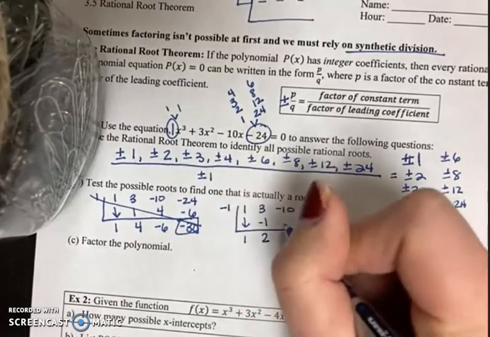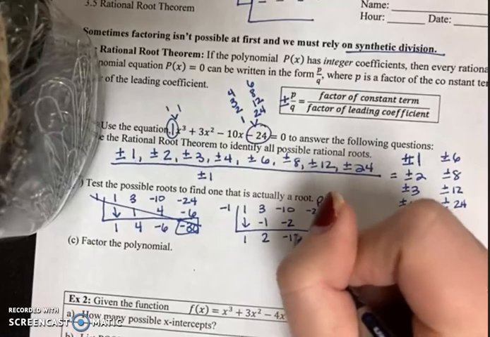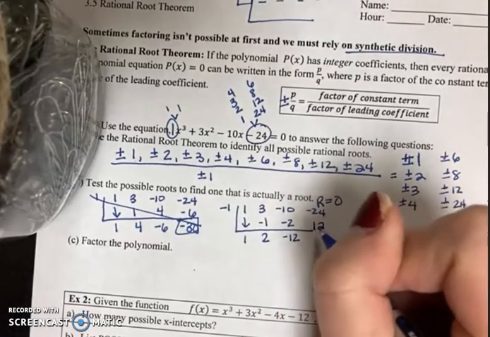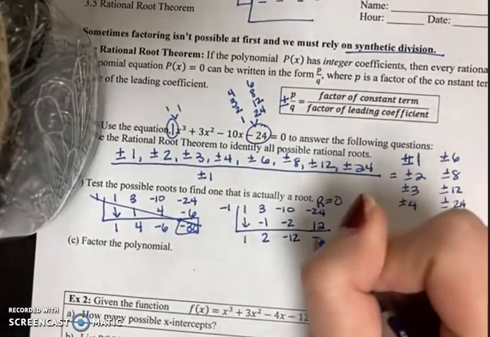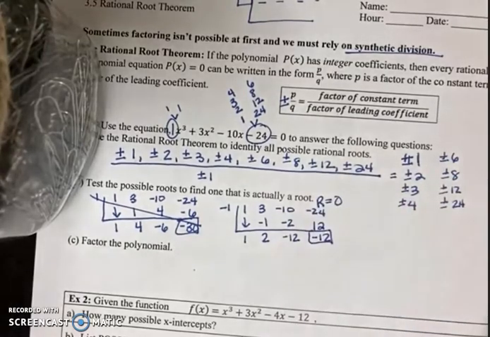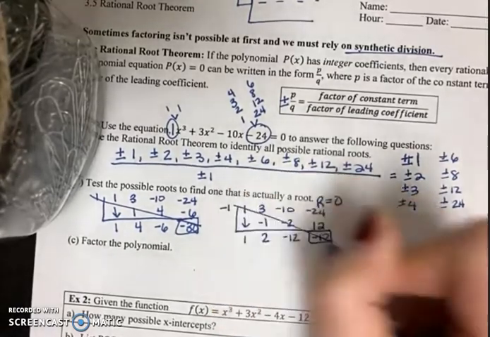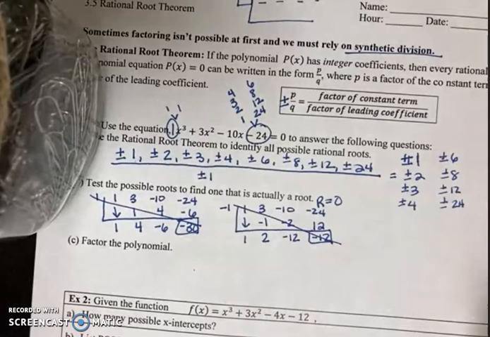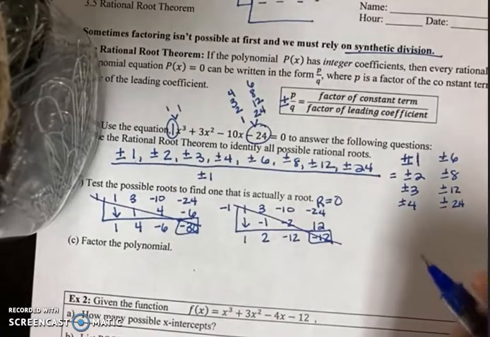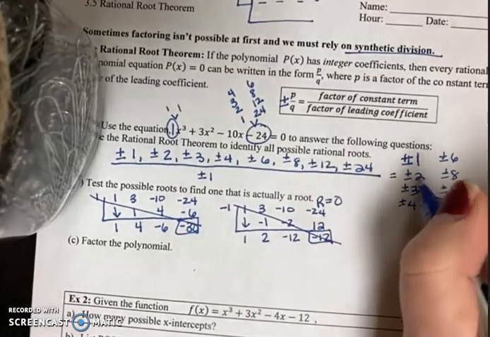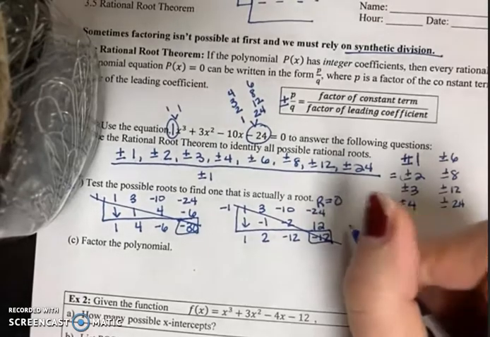2 times negative 1 is negative 2. Add those together, I get negative 12. Multiply by negative 1, I get positive 12. The remainder is negative 12. So that doesn't work either. Okay, let's try another one. So I have a plus or minus 2 next. Let's just try a negative 2.